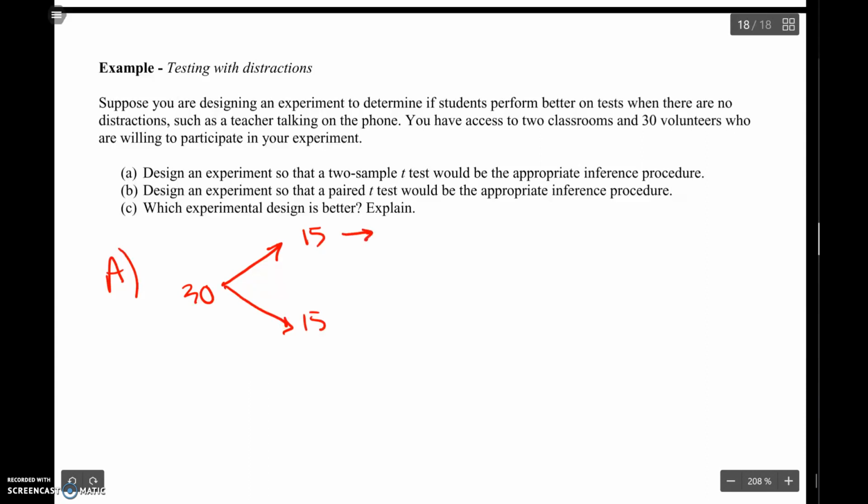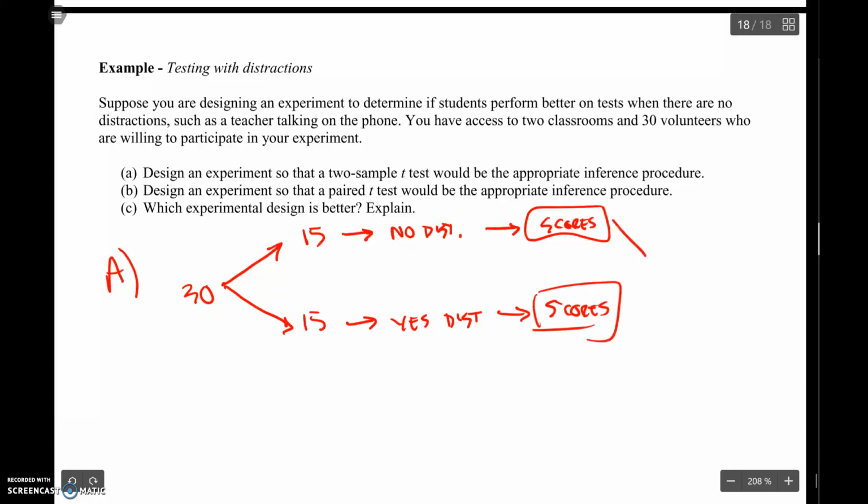You would administer the treatment. In this classroom, you'd have no distraction. In this classroom, you'd have yes distraction. You would calculate their scores in both, on the same test, and then you would compare those scores using a 2-sample t-test for mu1 minus mu2.